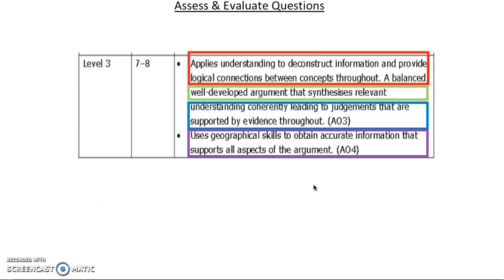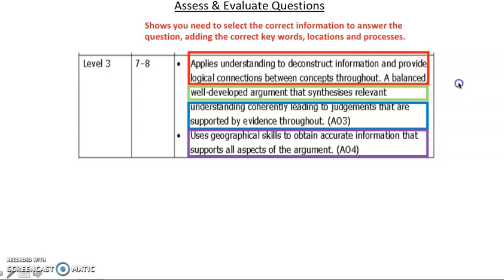Now, to help you understand a little bit more what we're looking for, I've broken it down and simplified the mark scheme. So if we look in red, applies understanding to deconstruct information and provide logical connections between concepts throughout. You're probably thinking, what the hell does that mean? Well, basically, have you selected the correct information to answer the question? Have you used key geographical terms? Have you mentioned the key processes or the key location, the key things that are relevant to the question?